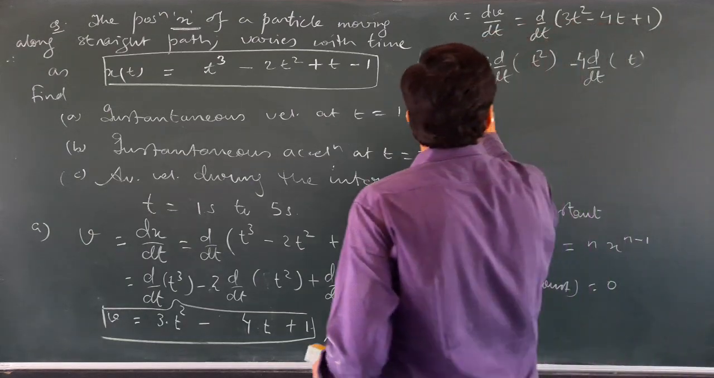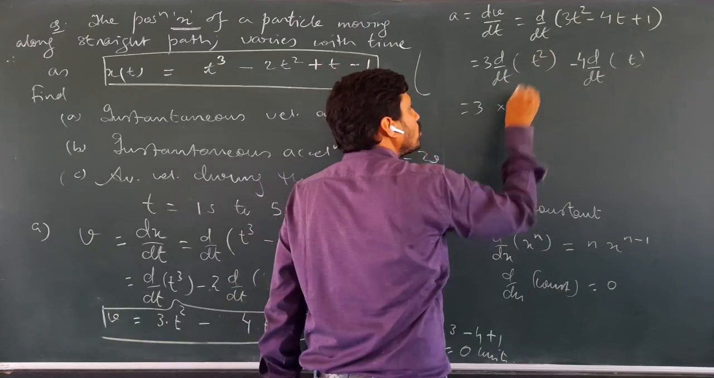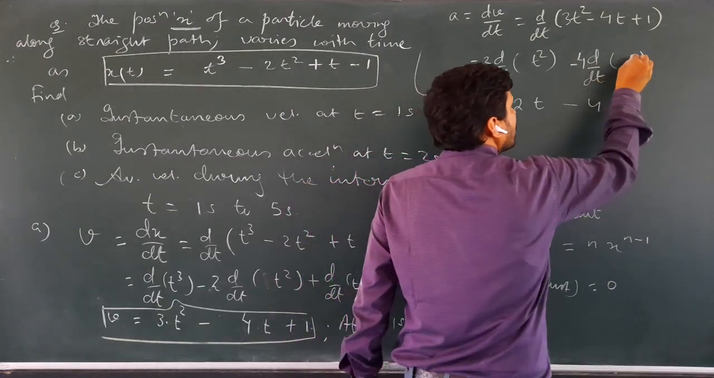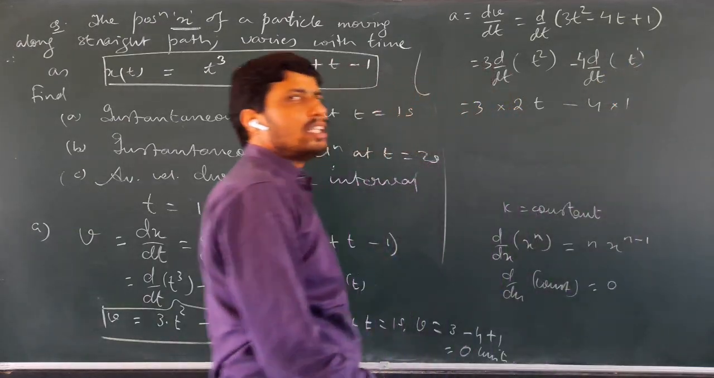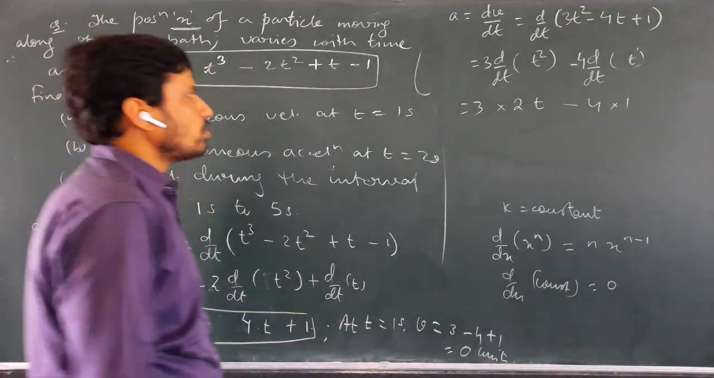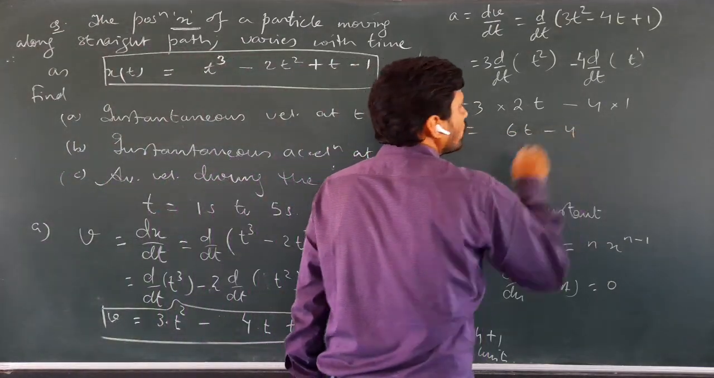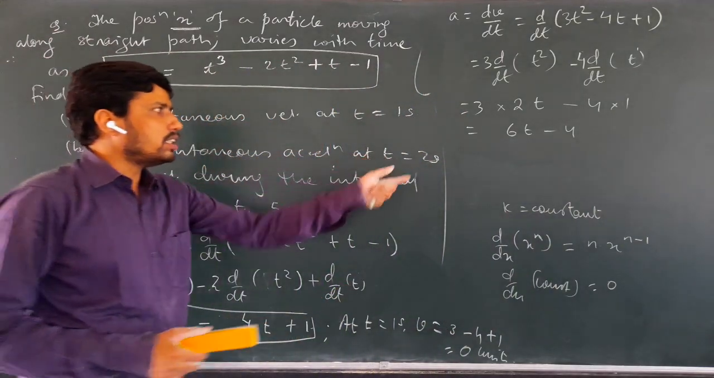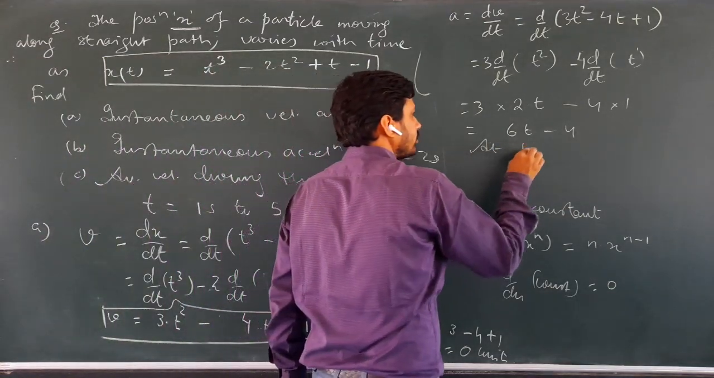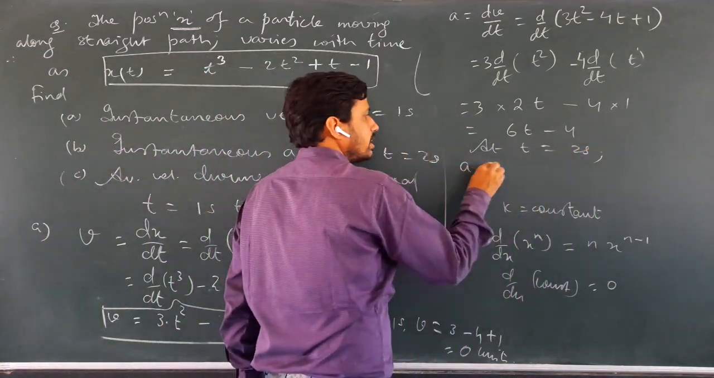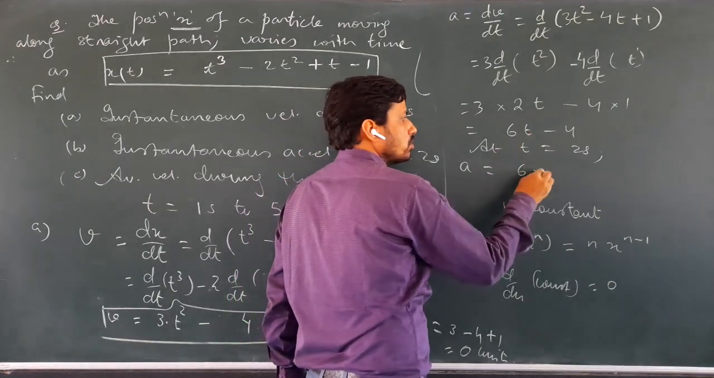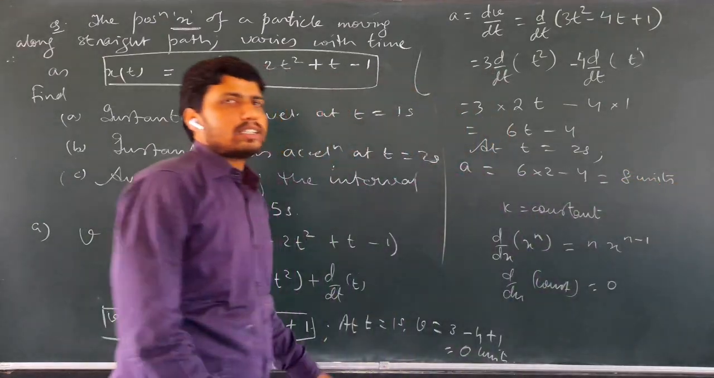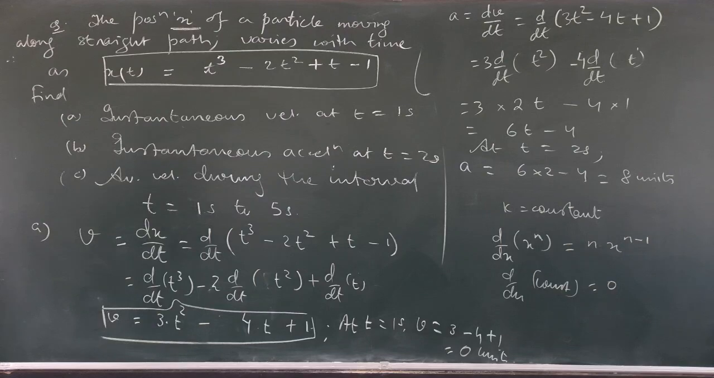So what will be left? Derivative of t square will become 2 into t to the power 2 minus 1. Derivative of t to the power 1, so this becomes 1. 1 into t to the power 0, t to the power 0 is 1. So what we get? 6t minus 4. Now this is the general instantaneous acceleration. We have to find its value at t is equal to 2 seconds. So at t is equal to 2 seconds, acceleration will be obtained by putting t is equal to 2. So 6 into 2 minus 4, 12 minus 4, that is 8 units. If the system is SI, we will write 8 meters per second square.